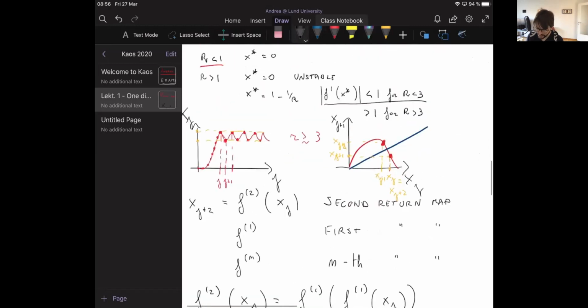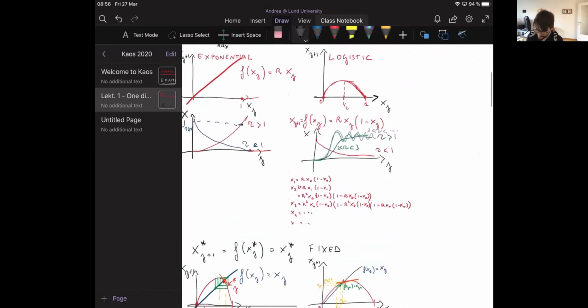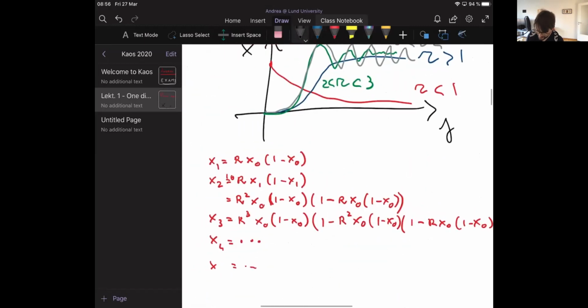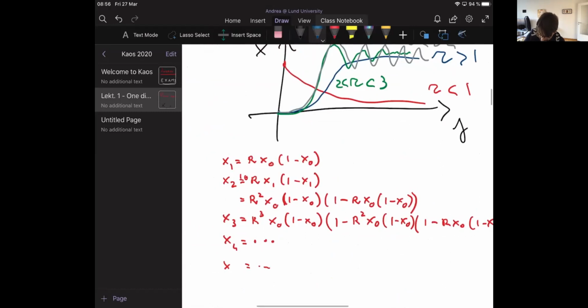In the case of the logistic function, you have this. So this is also your second return map.